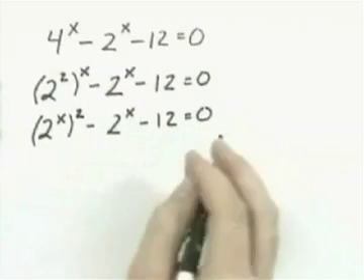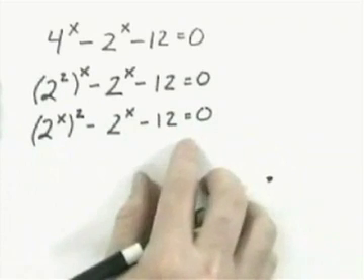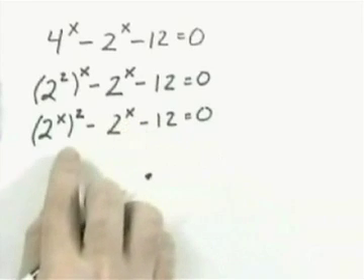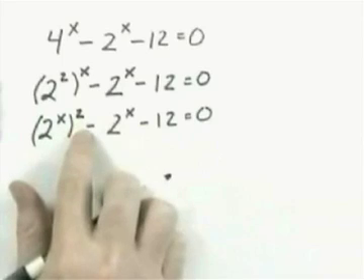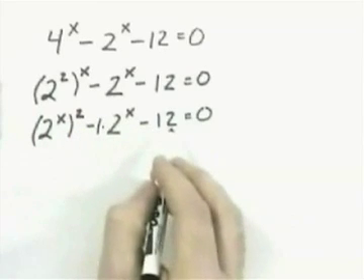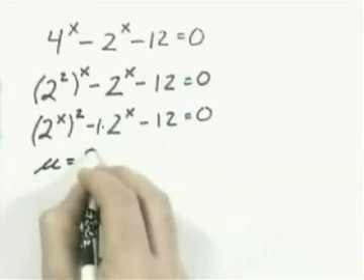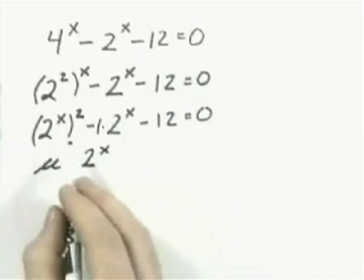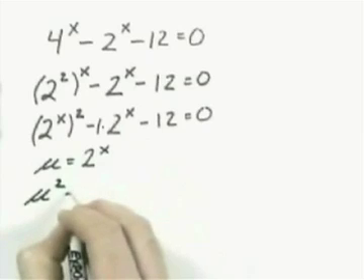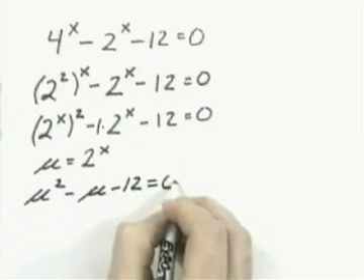equals 0. What I want you to do now is recognize that this expression is quadratic in form, with the variable expression being 2 to the x power. It's something squared minus, if you will, 1 times that something minus 12 equals 0. In other words, if I let u equal 2 to the x power, watch what this expression becomes. I get u squared minus u minus 12 equals 0.